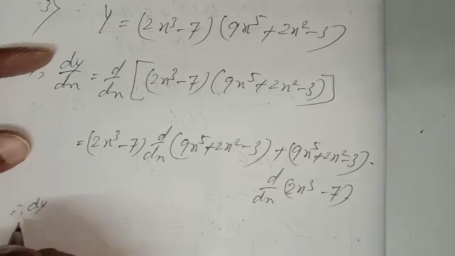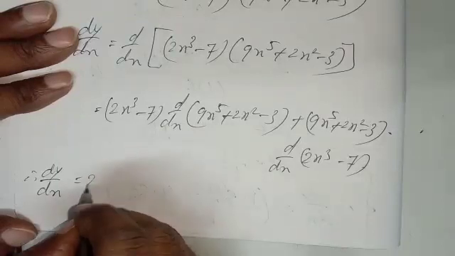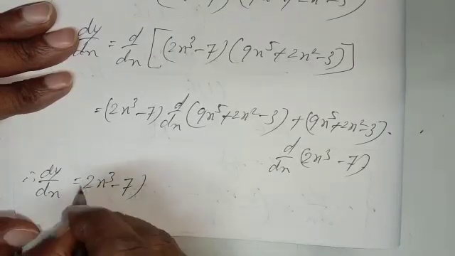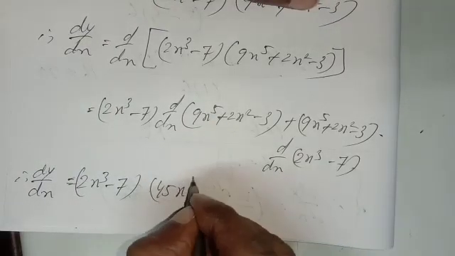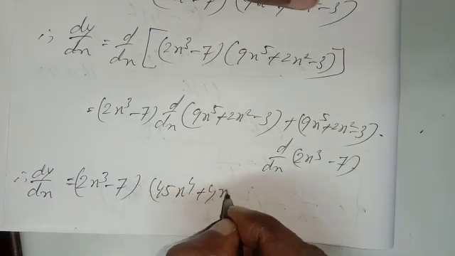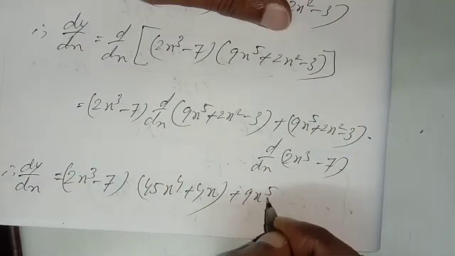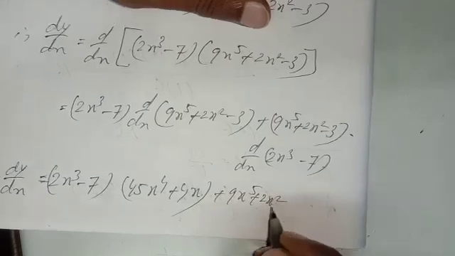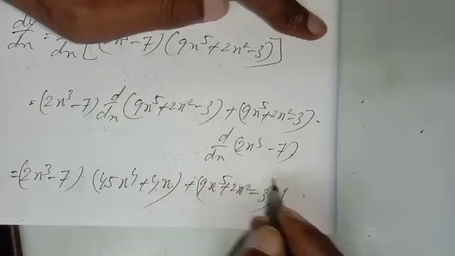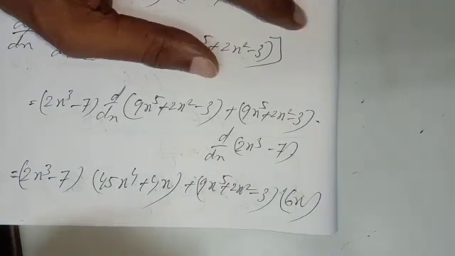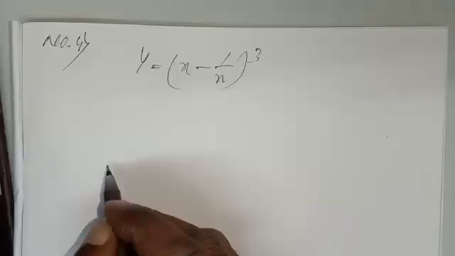Therefore, dy by dx will be 2x cube minus 7 whole into, this will be 9 fives are 45, x to the power 4, and this one is 4x. Next it is coming 9x to the power 5 plus 2x square minus 3 whole into, what is the derivative of 2x cube? This will be 6x. Okay, you can keep it here, and this is the answer. Let us go to the next number.